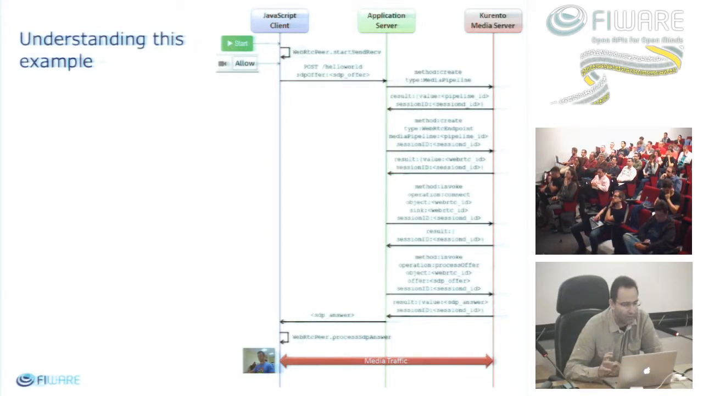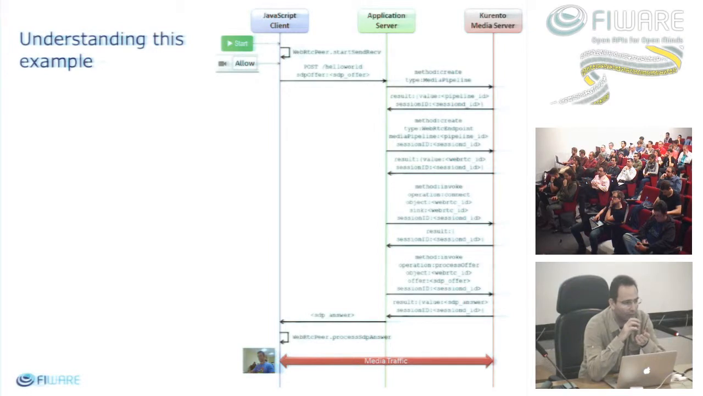The letters are very small. You probably don't have the possibility of reading them, but it is not important. The important thing is that the browser, which is in pink, just needs to say, okay, I want to make a communication with you, and this is my SDP. And then the application server has a dialog with the media server using the Kurento client API. Okay, and as a result of this dialog, an SDP answer is generated, and the application server just needs to provide the SDP answer to the browser.